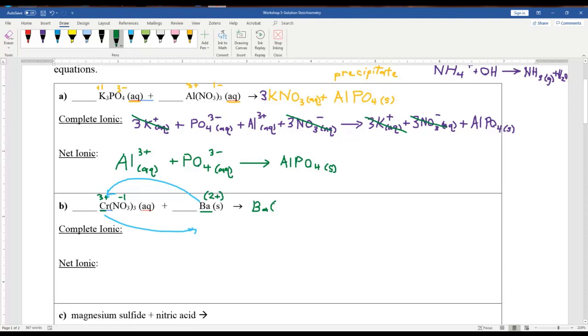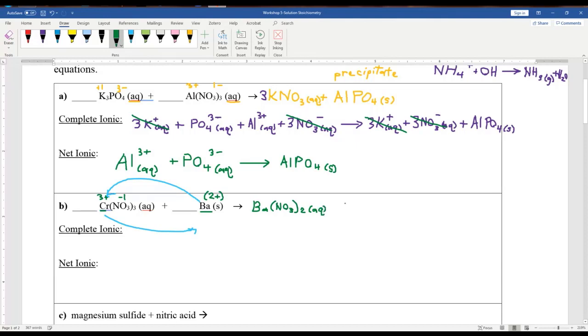It's going to be barium nitrate with a 2 on the outside of it. Exactly. When you put it back together, you have to put it back together according to the charges. Barium's a 2 plus, nitrate's a 1 minus, so I'm going to need 2 nitrates for every 1 barium. Now, is that soluble or insoluble? It's nitrate, so it's soluble.